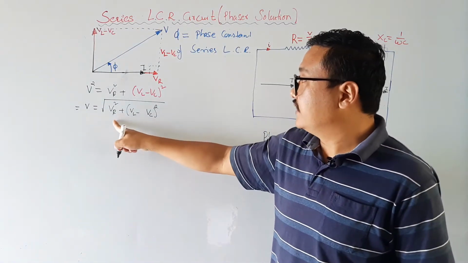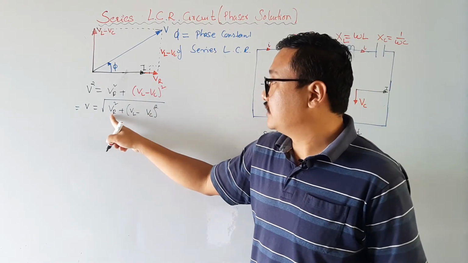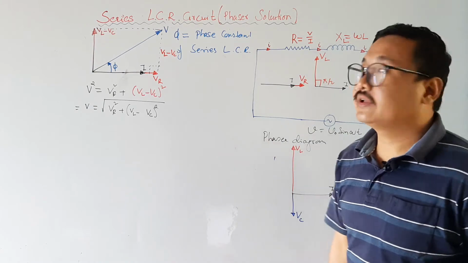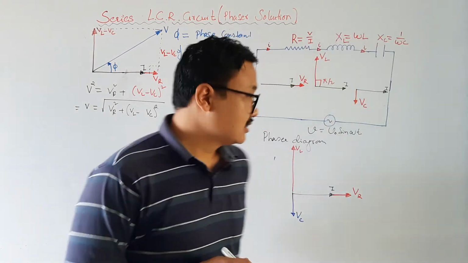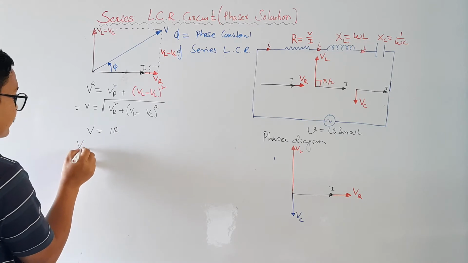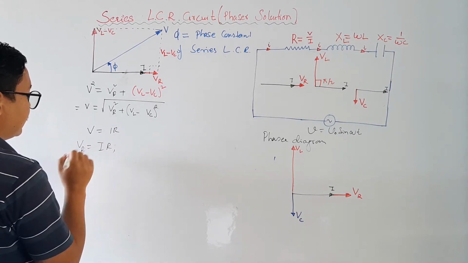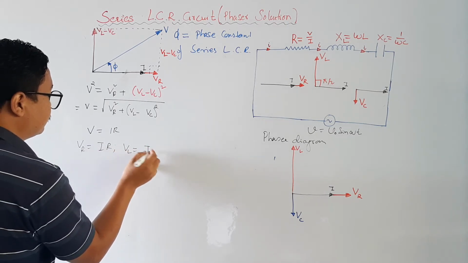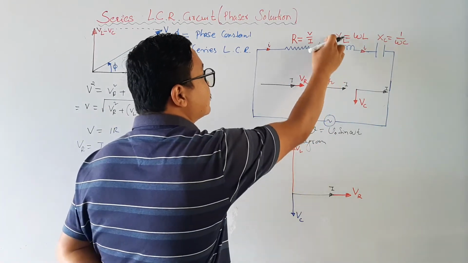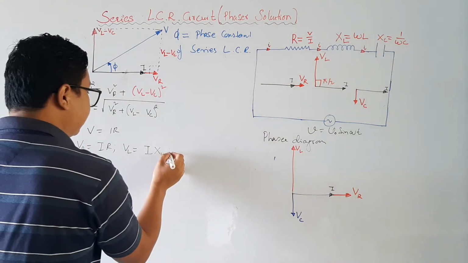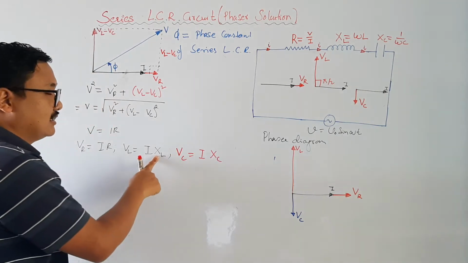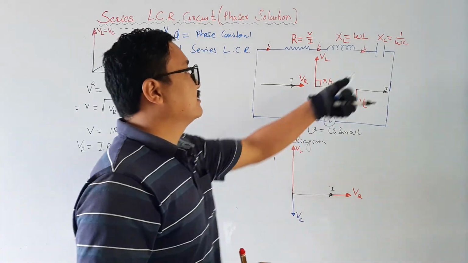So what are VR, VL, and VC? Let us put the values of VR, VL, and VC, and find one more equation. We are going to use the same equation here. What we know is V is equal to IR. Using this, VR will be IR. And what will be the V of L? It will be I into R, the resistance offered by the inductor, which is XL. So I will write I into XL here, and for VC it will be I into XC. XL is the resistance of the inductor and XC is the resistance of the capacitor.